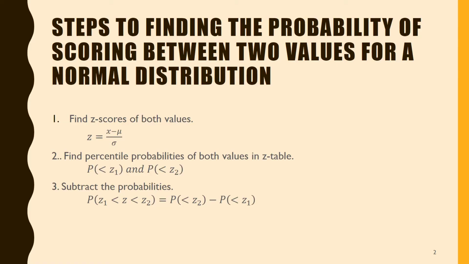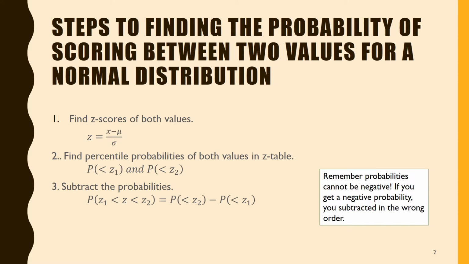Now here are the steps of finding a probability of scoring between two values for a normal distribution. First step is to find z-scores for both values, so you're going to have two z-scores. Then find the percentiles for both values, so you're going to have two percentiles. And then subtract the percentiles. You want to have the bigger probability minus the smaller probability, because remember, probabilities cannot be negative, so if you get a negative probability, you just subtracted it wrong.